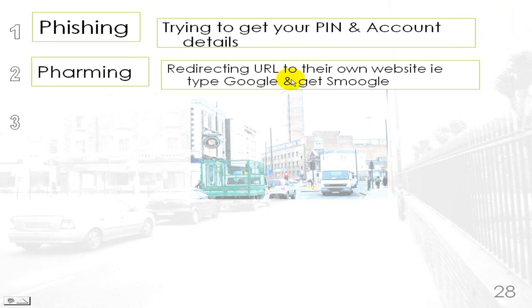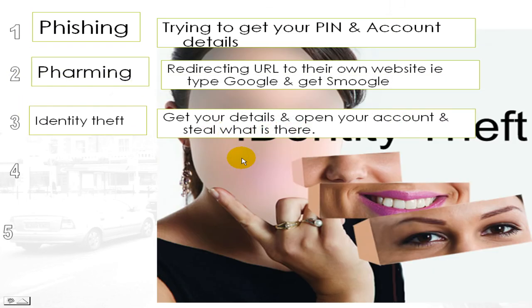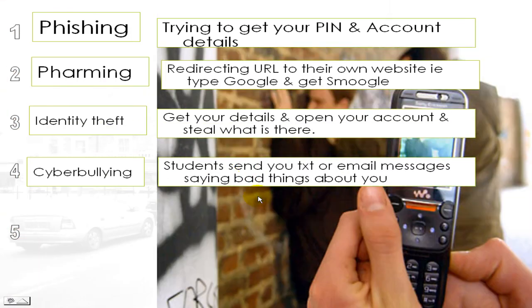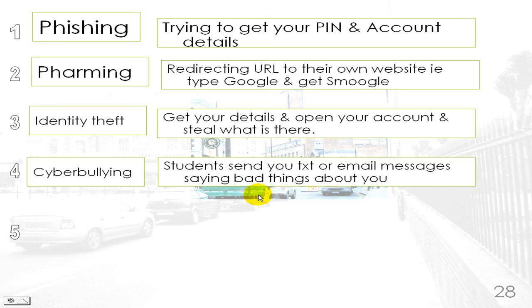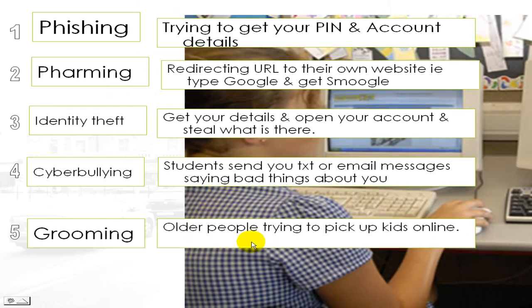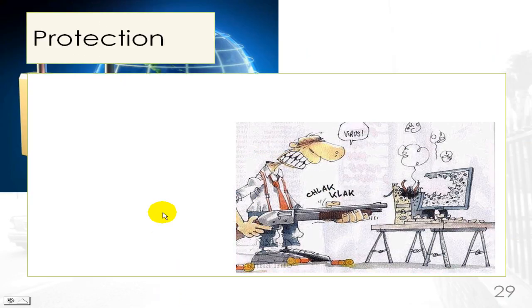They redirect your URL to their own website. So if you want to go to Google, they take you to Smoogle or Boogle. Get your identity in order to steal your money. Cyberbullying, when people write things about other people, tedious. This sort of thing goes on on Facebook. And grooming, older people trying to pick up younger people. Don't often get younger people trying to pick up older people, do you?